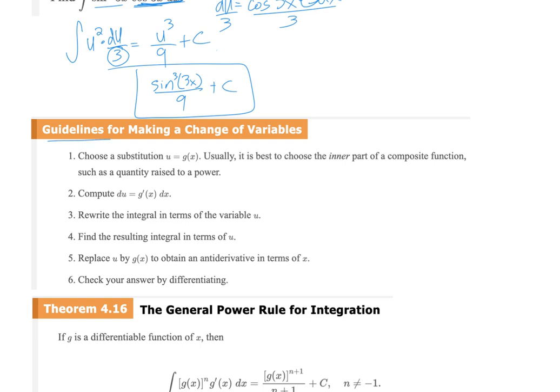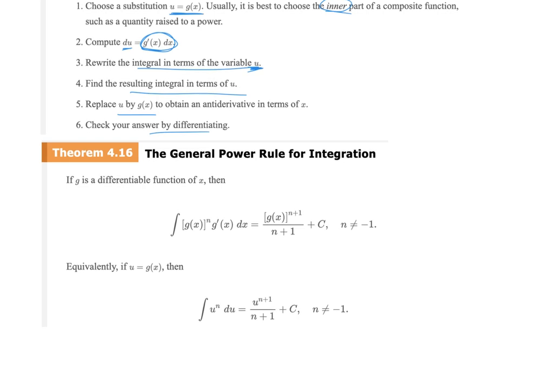So here's some guidelines for making the change of variables. Let's see, make sure we understand and are following these. So we choose a substitution. Usually it's best to choose the inner part, so it's the inner function. We compute du, which is g prime dx. We rewrite the integral in terms of the variable u. Again, this is where we might need to figure out what our du equals and adjust, as we did on the previous one. We divided by 3. Then we find the resulting integral, replace it back in, and we can check our answer by differentiation.